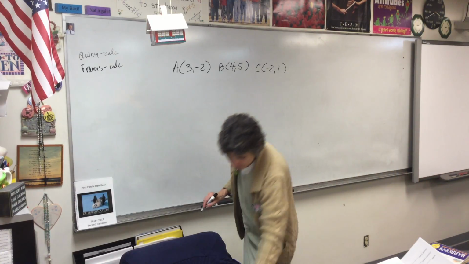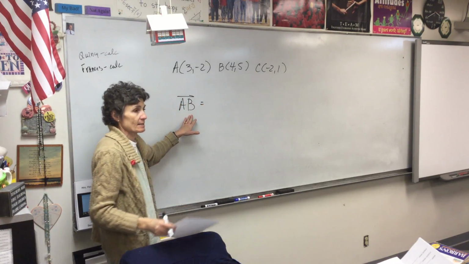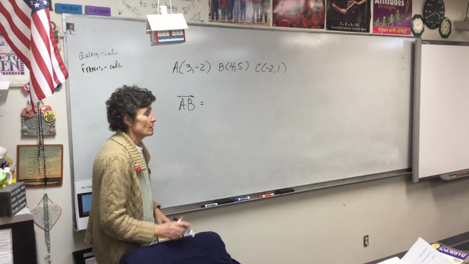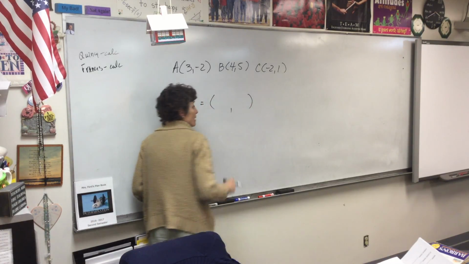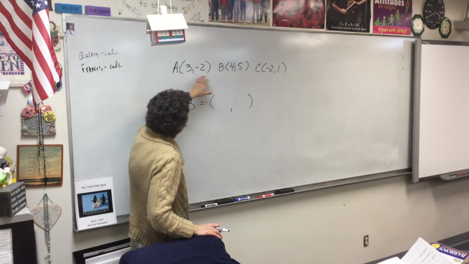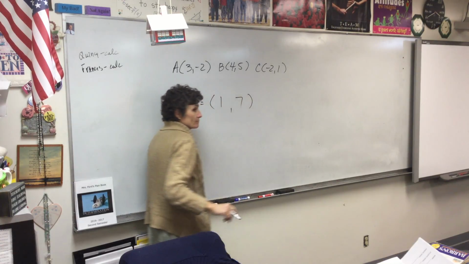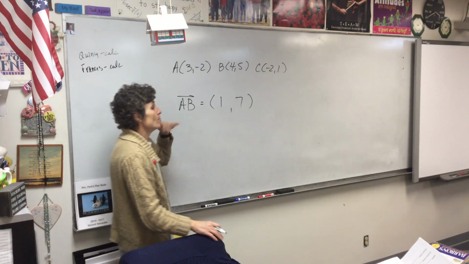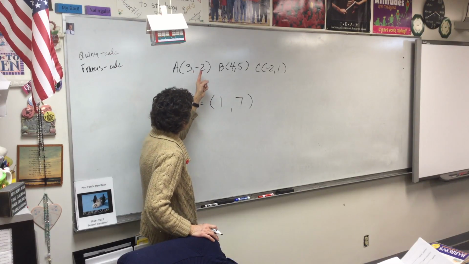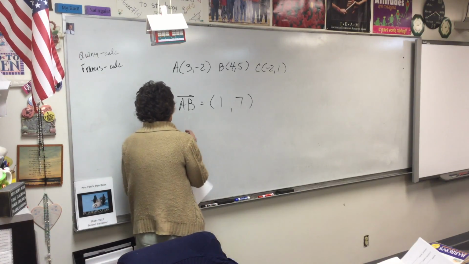All right, so the first question says, find the coordinates of AB. Now, it doesn't say that. All it says is this. But what that means is, find the coordinates of AB. So we're talking about the vector that's going from A to B. So what would that be? The vector going from A to B? 1, 7. That's it. We're talking about moving from 3 to 4 and moving from -2 to 5. Got it? How about this one?